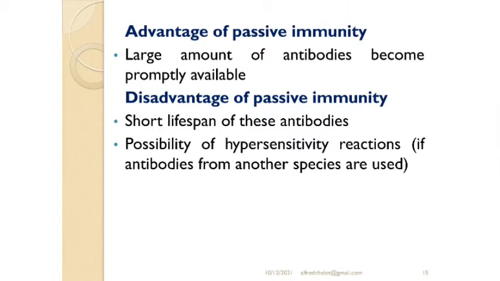Now, what are the advantages and the disadvantages of passive immunity? The advantage of passive immunity is that there is prompt availability of large amounts of antibodies. For the disadvantages, number one, the antibodies have a short lifespan, and number two, there is possibility of a hypersensitivity reaction, particularly if the antibodies are from another species.